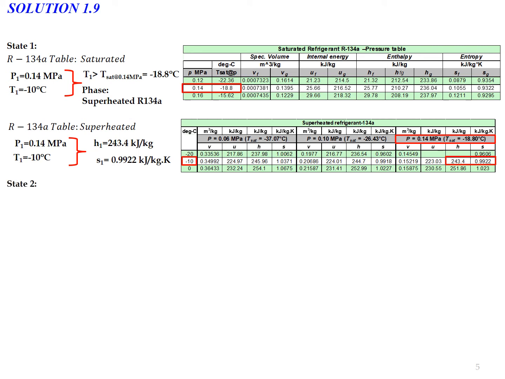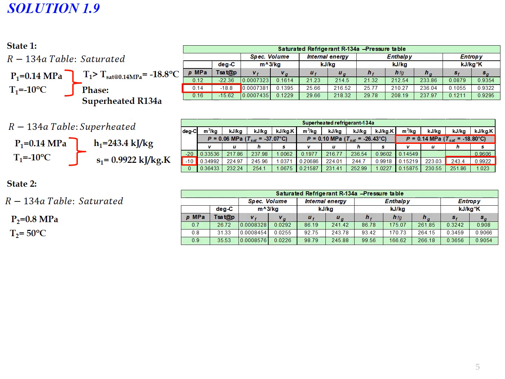Okay, similarly with state number 2, first before we determine the value of H2 and also S2, we need to determine the phase of the refrigerant at the outlet of the compressor at state number 2. So we need to again refer to the saturated table for R134A based on the condition for state number 2, where P2 equal to 0.8 megapascal and T2 equal to 50 degrees Celsius.